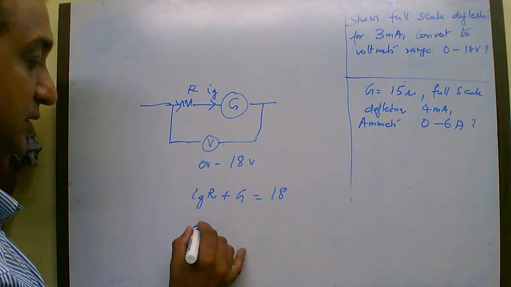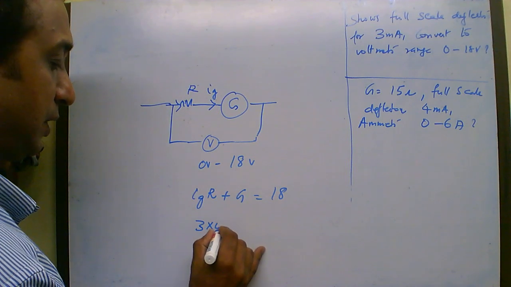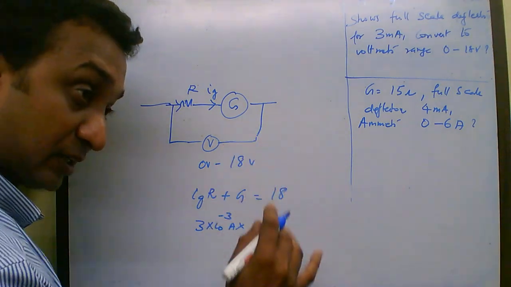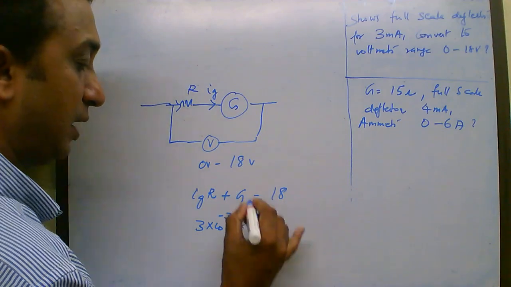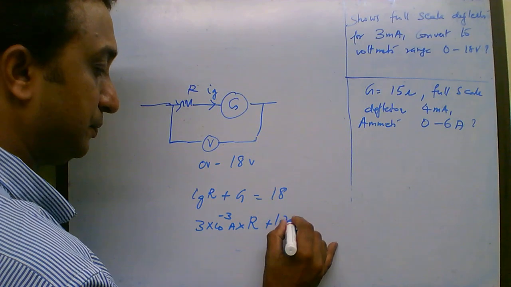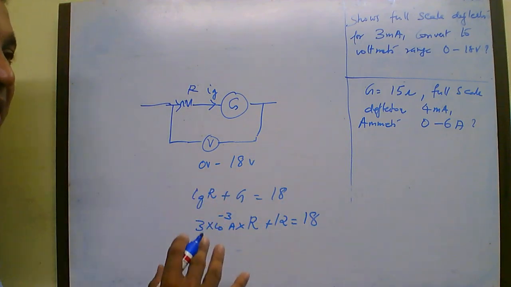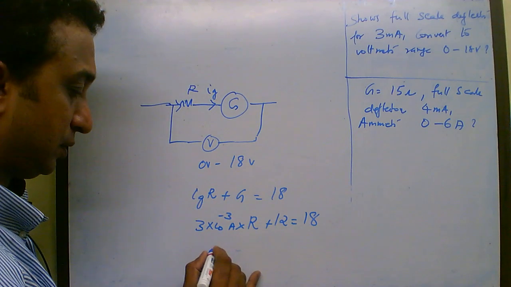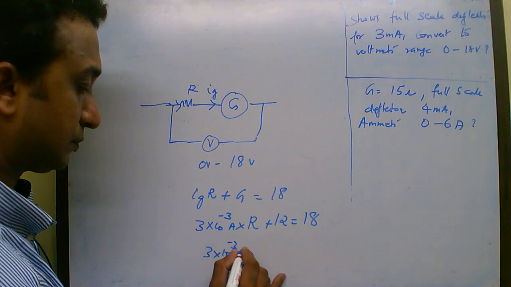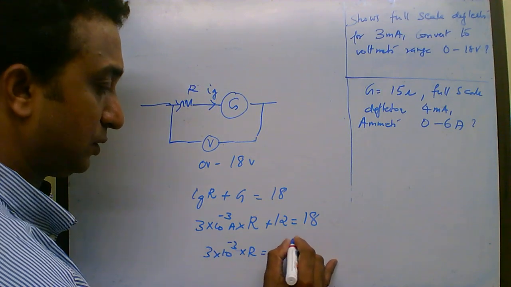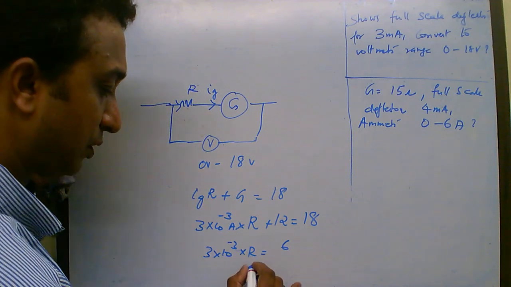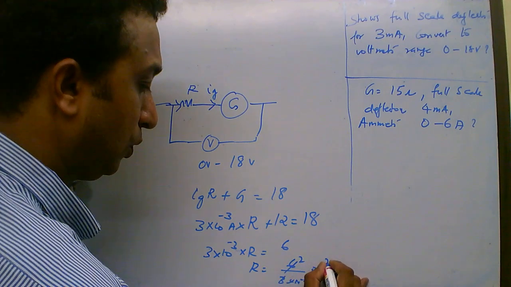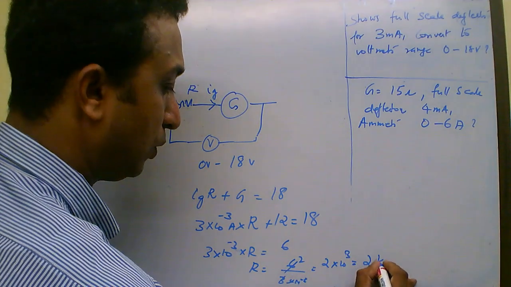So Ig is given as 3 milliamperes, 3 into 10 raised to minus 3 amperes. The resistance value, I don't know how much to connect to do this, so let it be R, and the resistance of the galvanometer is given, that is 12, equal to 18. Why 18? Because that is the maximum value which I want to measure using this particular voltmeter. So 3 times 10 raised to minus 3 times R equals 18 minus 12, which is 6. So R will be equal to 6 by 3 times 10 raised to minus 3, so 2 times 10 raised to 3, or 2 kilo ohms.